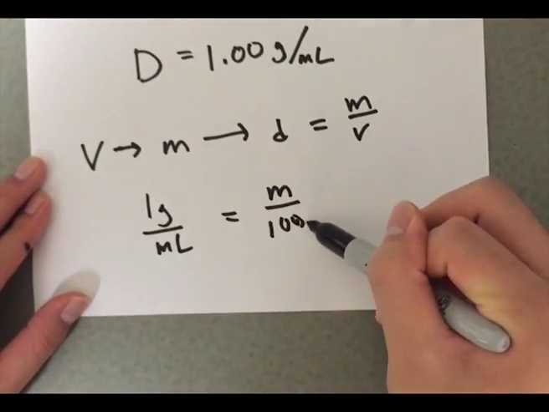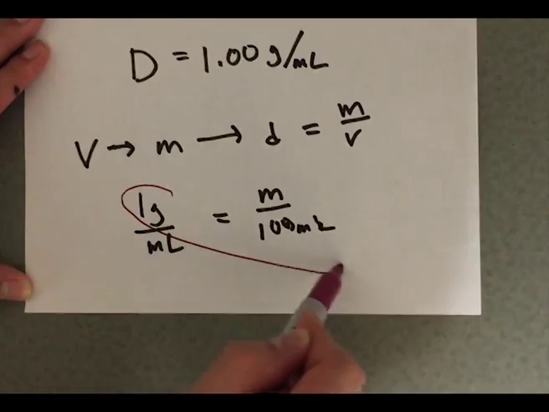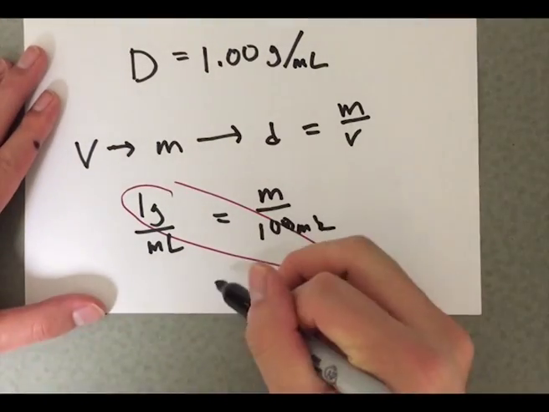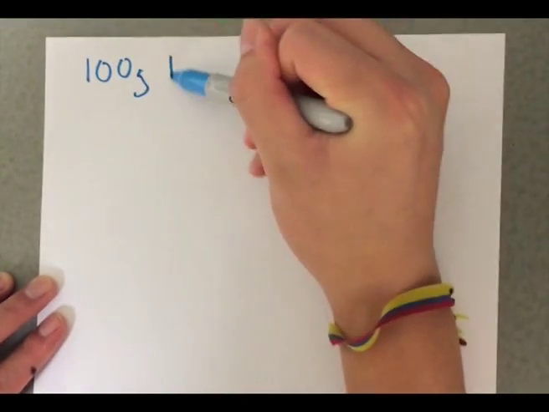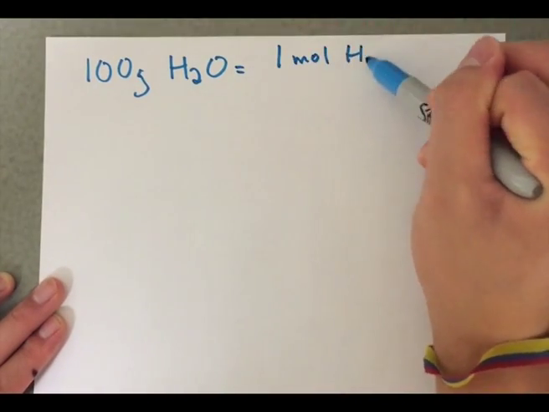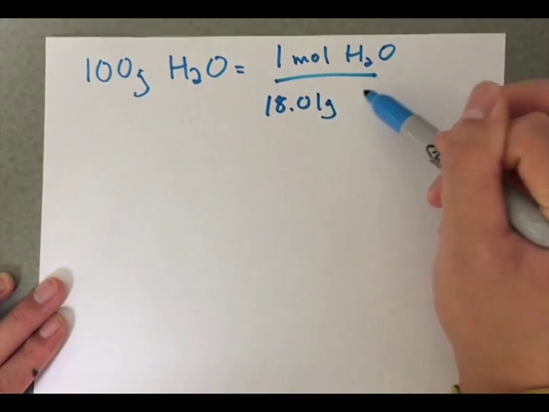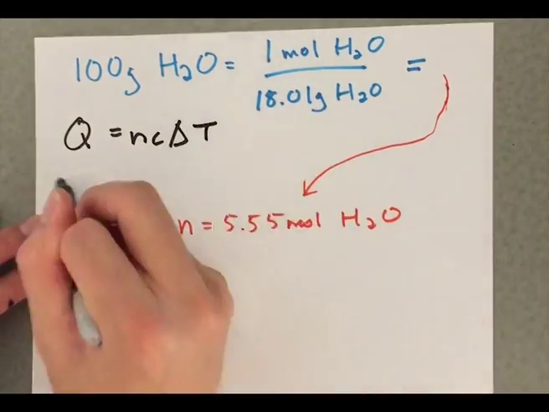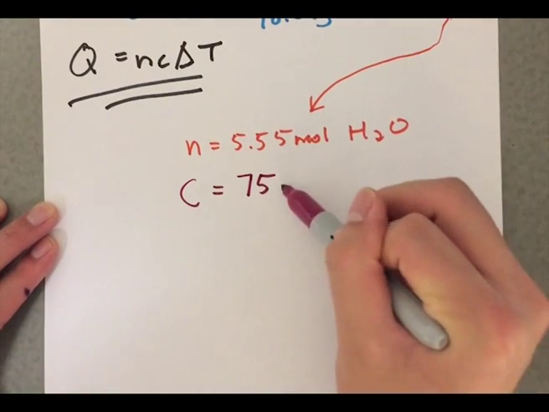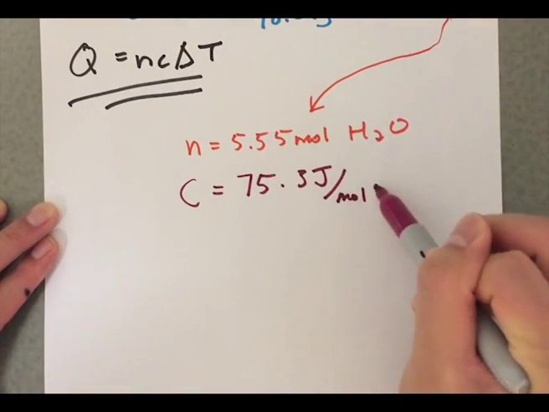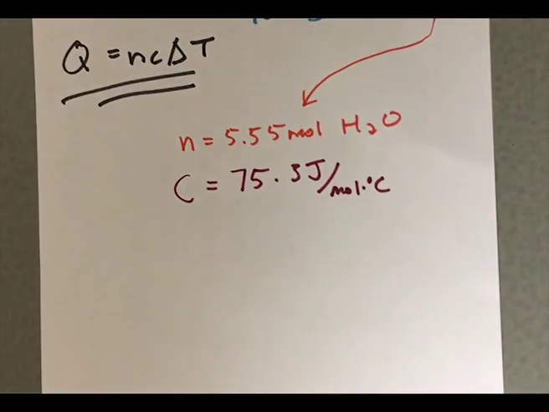Using the density of water, we can convert the volume of water to grams of water. Then, in order to get moles of water, we use the molar mass of water, which is 18.01 grams per mole, to convert the grams of water to moles of water. Now that we have the moles of water produced in the reaction, we can calculate the heat absorbed by the surroundings using our equation. The molar heat capacity of water equals 75.3 joules per mole degree Celsius.